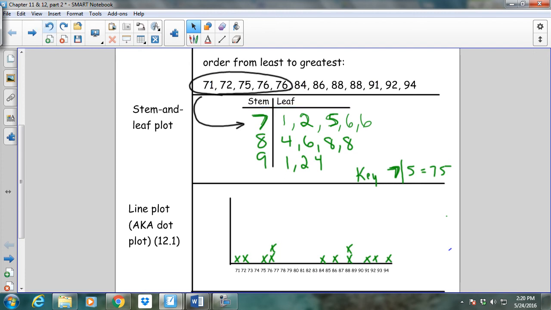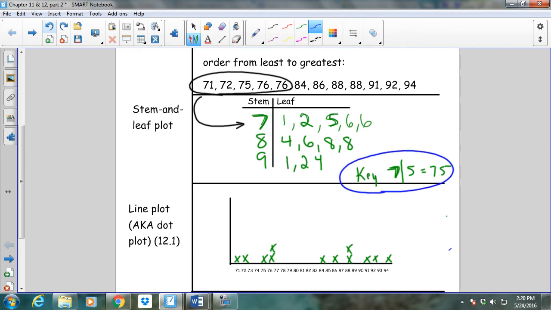And you can also have the stem be the hundreds or thousands place value. It doesn't matter. But you do need a key that tells the person what you've decided to do. So it's okay enough to display it: 7 with a line in the middle, 5 equals 75. You just put any example you have on there.